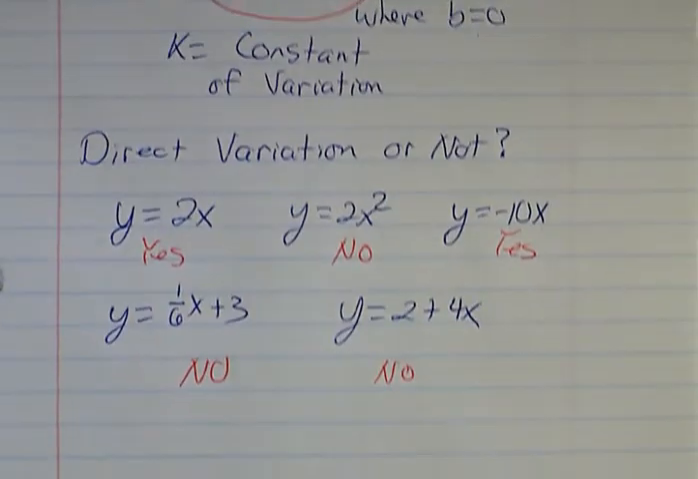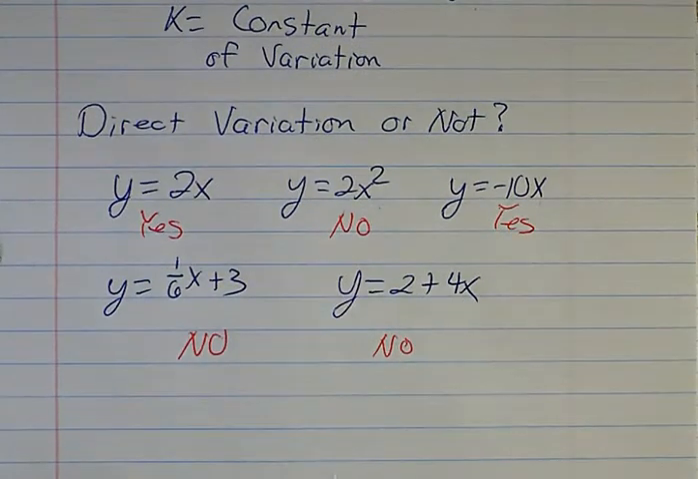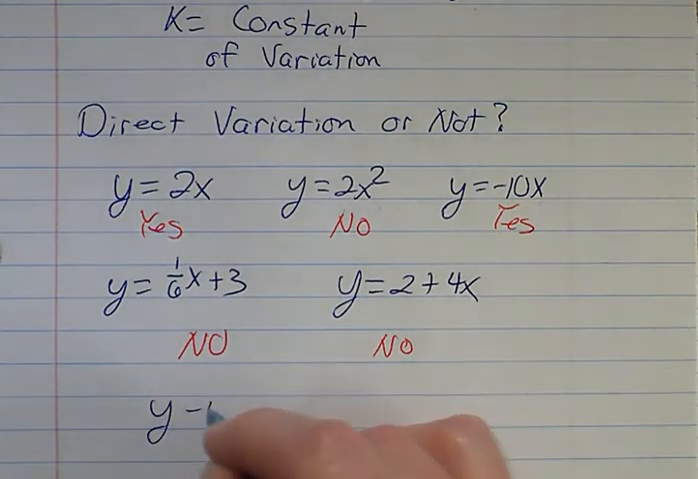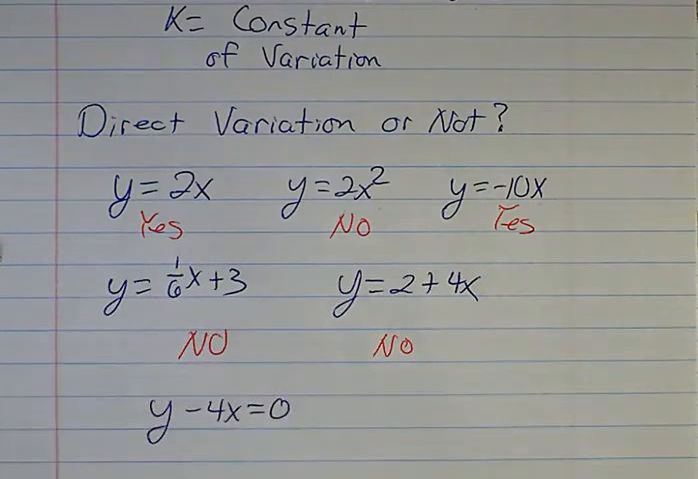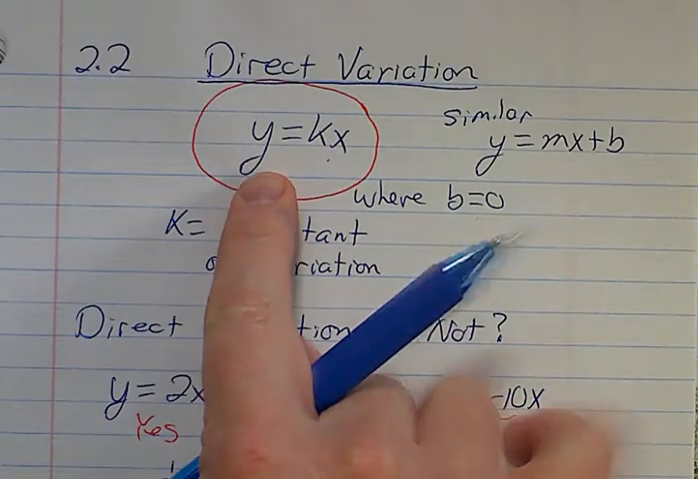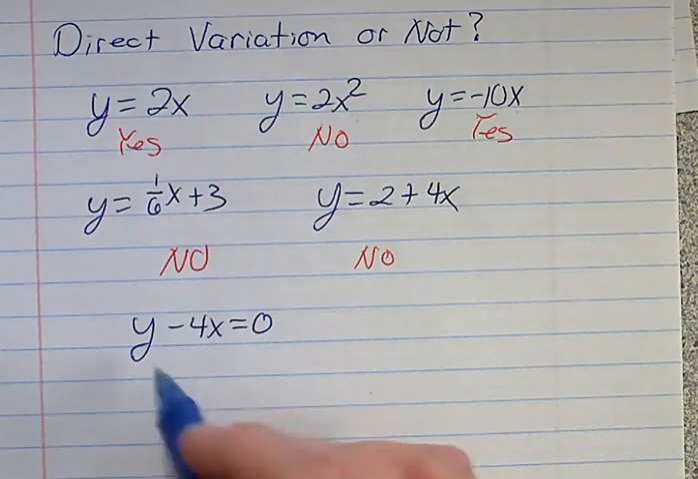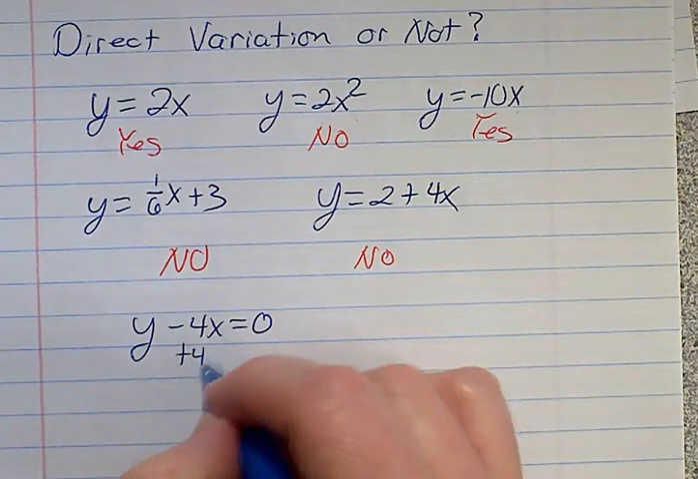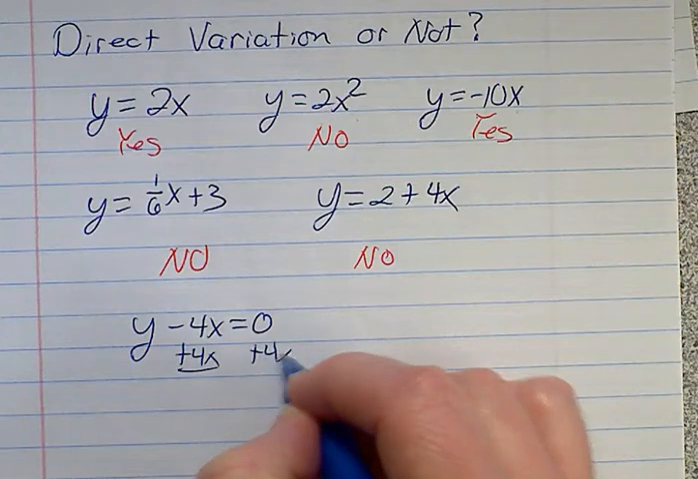Alright, the only thing I can think of that's close to a trick question on this one would be something like that. Because at first you look at it and you go, well, it doesn't quite look like it, because I'm doing y minus 4x. Kind of a trick question on this one. For direct variation, you've got to get the y by itself. So this one, they've got the y with the 4x over here. So get rid of the 4x and move it over here.